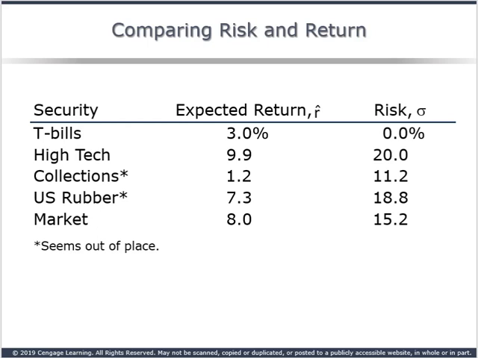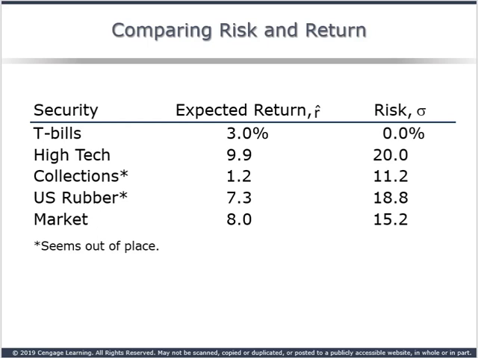those probabilities. So that first standard deviation, which represents 68% of possible outcomes, we see that at that 9.9% to the first standard deviation, it could go as high as 29.9%, or we could go the opposite way and deduct that 20% from that 9.9, and we'd get a negative 10.1. We see that collections in U.S. Rubber, as it pertains to their expected return as a relationship to their standard deviation, are probably actually more risky.